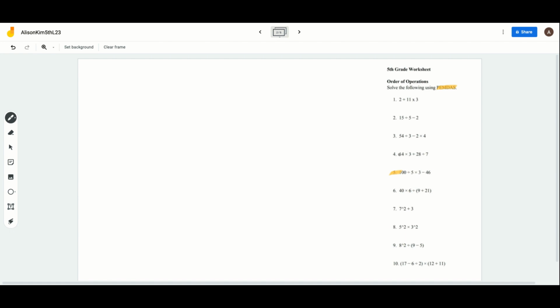So now that we know the rule, let's do number 5, even though I did number 3 with you guys, technically. It gave us 100 divided by 5 times 3 minus 46. So we're going to go left to right. Let's start with 100 divided by 5. We know that 100 divided by 5 is 20, so we put 20 and then times 3 minus 46. Now we do 20 times 3, which is 60, minus 46.